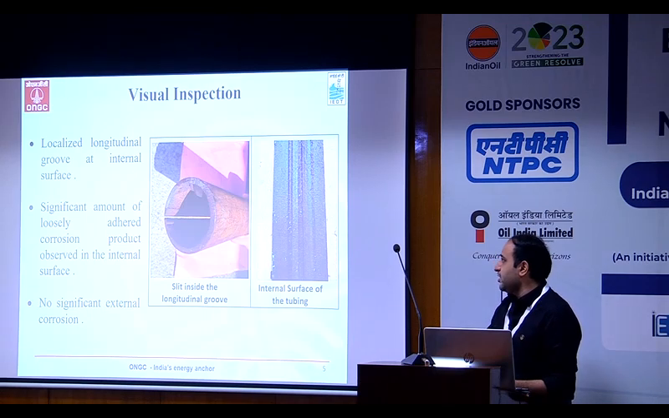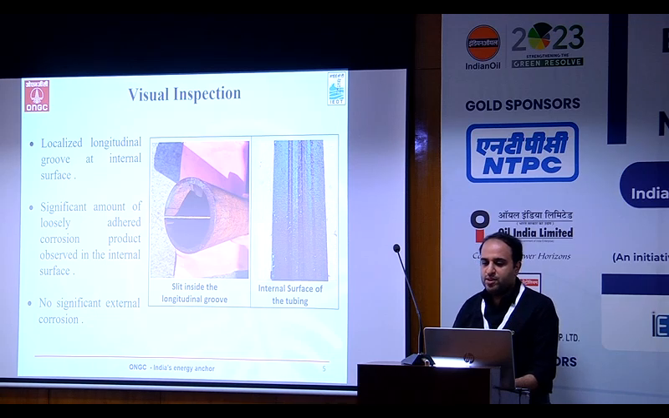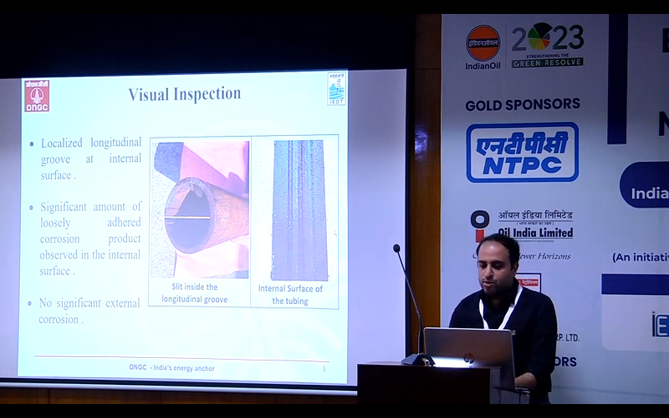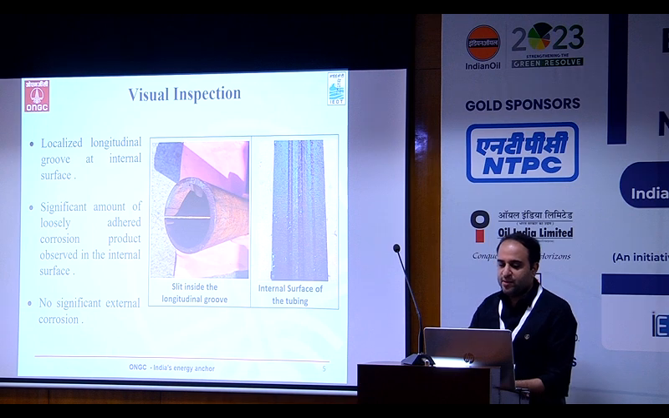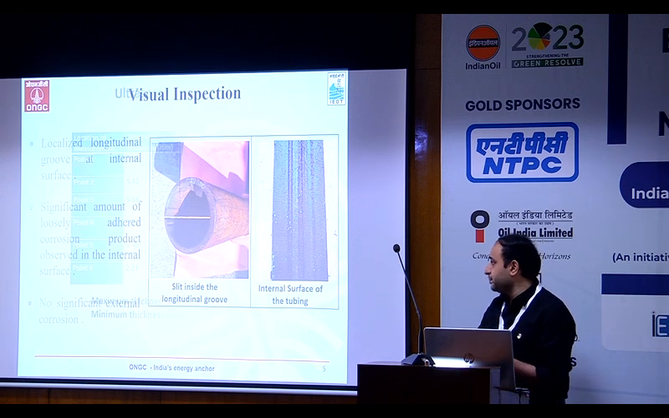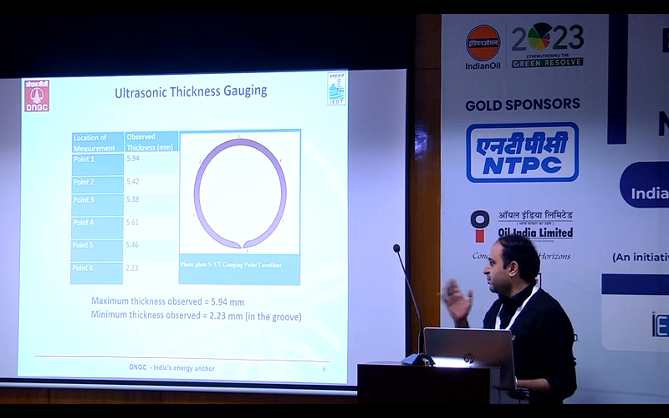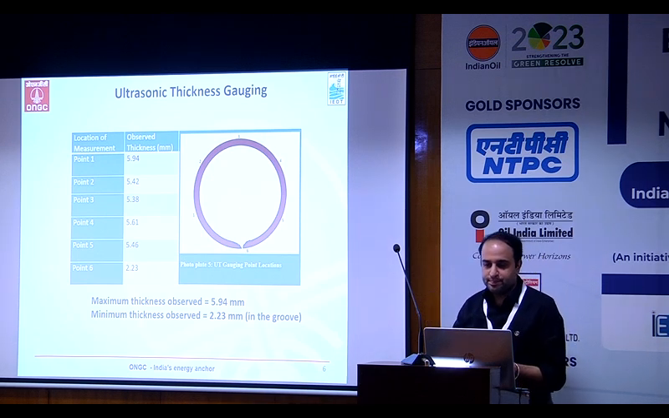Starting with the visual inspection, there was a longitudinal groove formed inside the tubing, and inside the groove there was a slit formation. There was a significant amount of corrosion product retrieved from this tubing. No external corrosion was observed. Apart from the groove area, there was no significant corrosion at any other part of the tubing. We carried out NDT using ultrasonic thickness gauging, and you can see that the reduction in thickness is observed only at point 6, which is where the groove formed. At all the rest of the points, the thickness is almost the same.